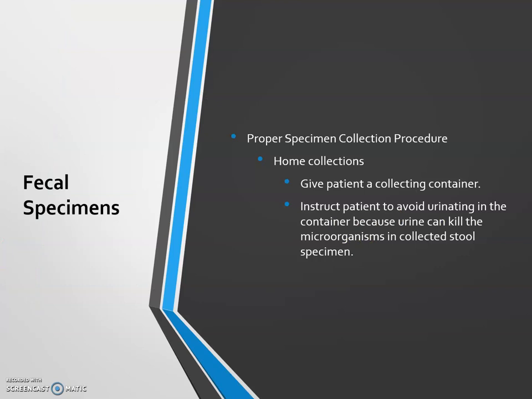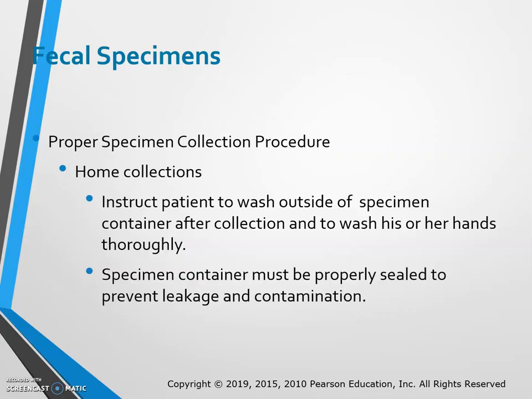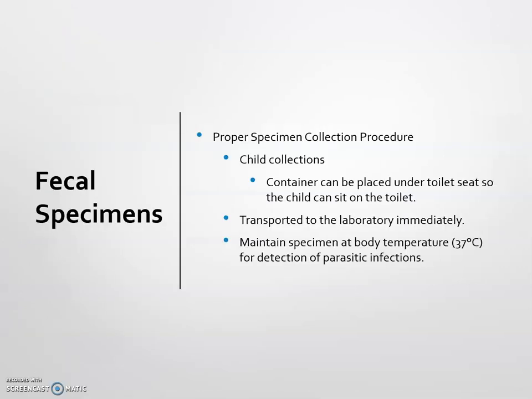Proper specimen collection procedure: we give a patient a collecting container, instruct the patient to avoid urinating in the container, and we're going to give them that disposable hat I showed you from the urine collection. They won't collect directly into the container itself because it has a preservative in it, because urine can kill the microorganism in the collected stool specimen. So we're going to instruct the patient to wash the outside of the specimen container after collection and to wash his or her hands. The specimen container must be properly sealed to prevent leakage and contamination.